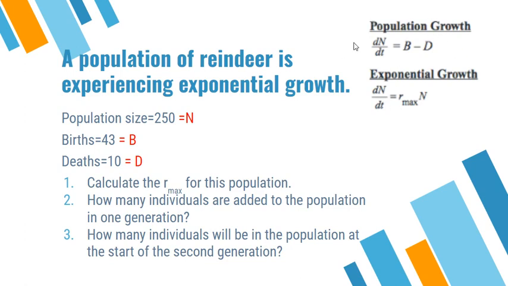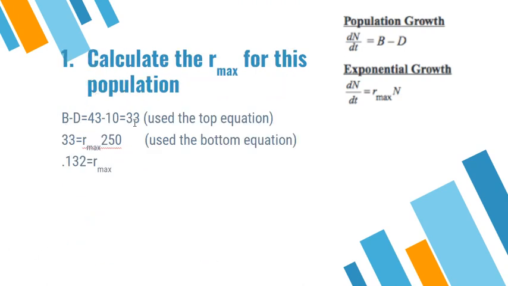So to find this first value up here, I'm just going to do births minus deaths, 43 minus 10, and that's going to get me 33. Okay, so 43 minus 10 is 33. So now I know this dN over dt. I'm going to plug 33 in here. I know my N is 250, and so I'm just going to solve. 33 equals R max times 250. I'm going to divide both sides by 250, and I'm going to get 0.132.